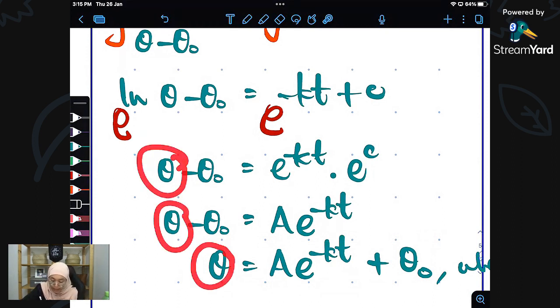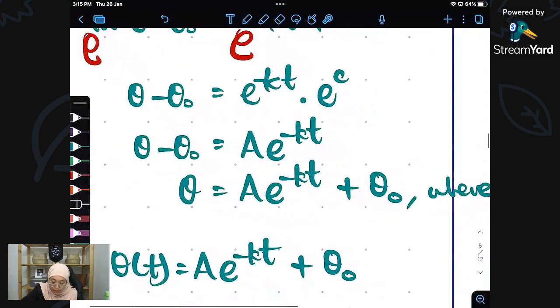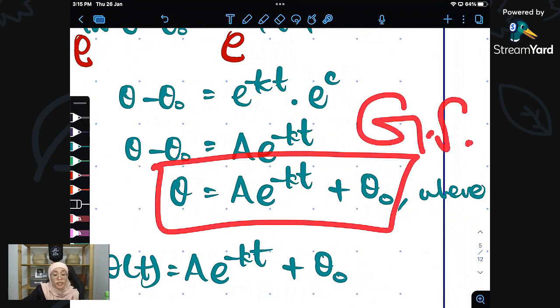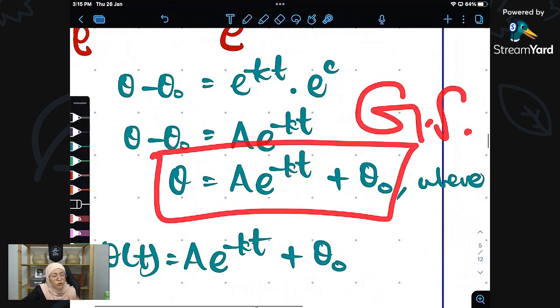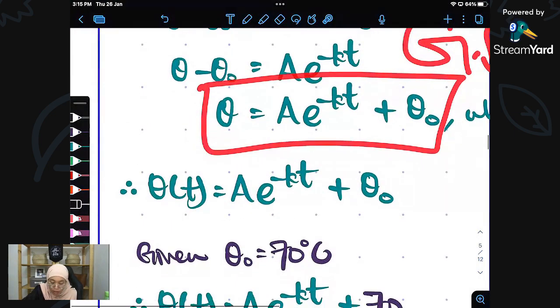Jadikan theta sebagai subject, and then you akan nampak theta naught. The room temperature will be at the back now, will be at the right hand side part now. Alright, so you understand me? So this is actually our general solution for the Newton's law of cooling. Okay, sama je.